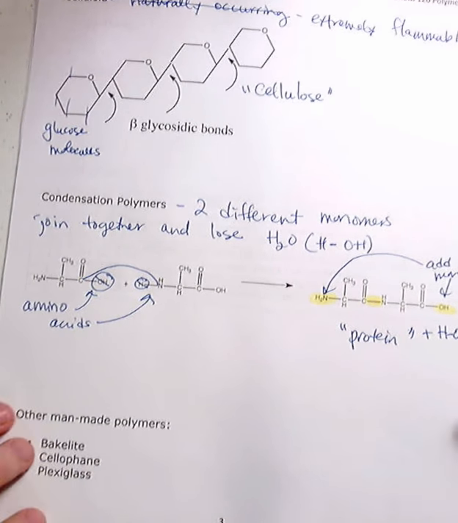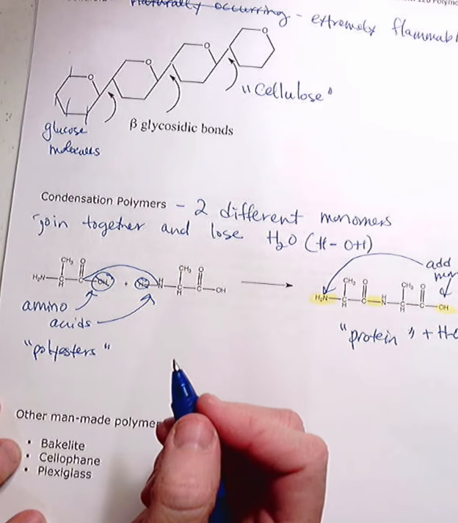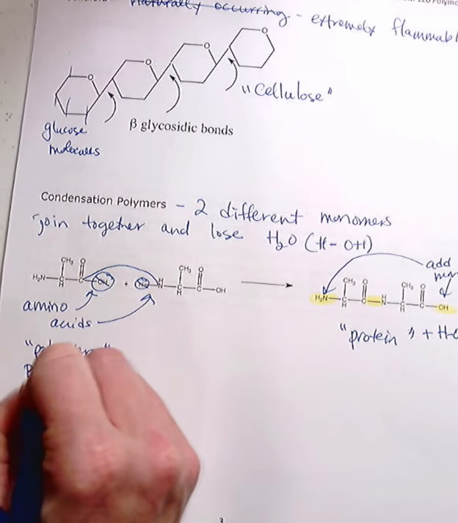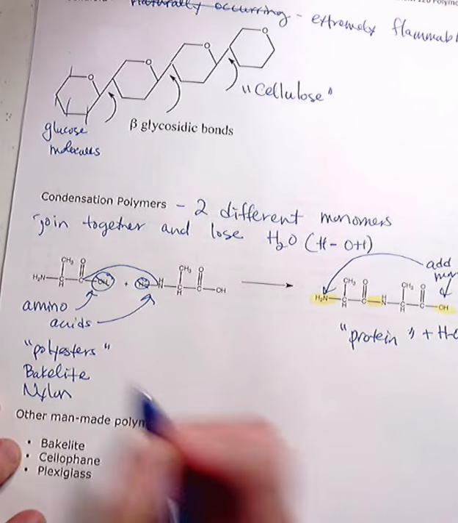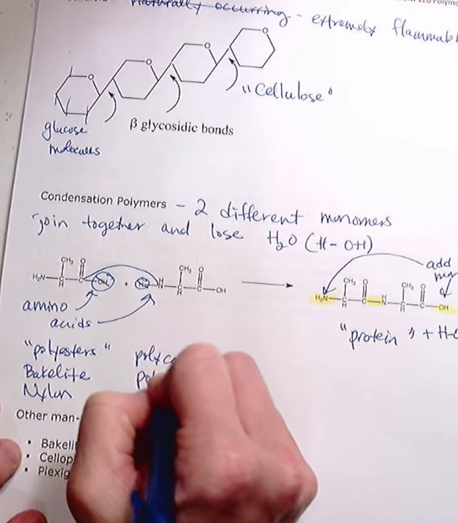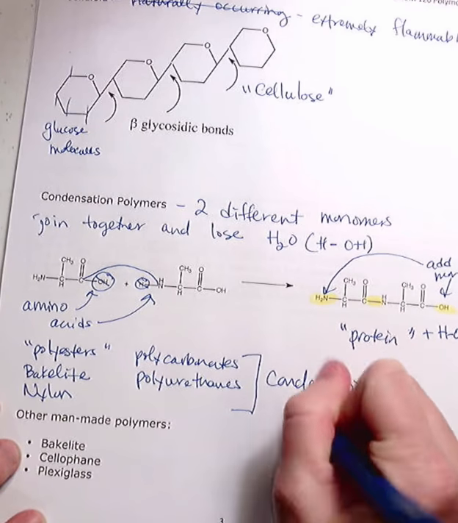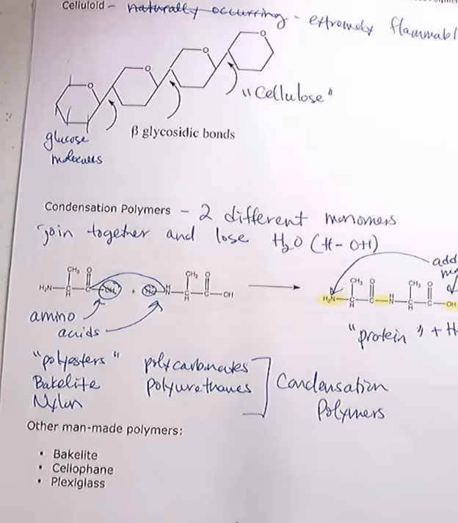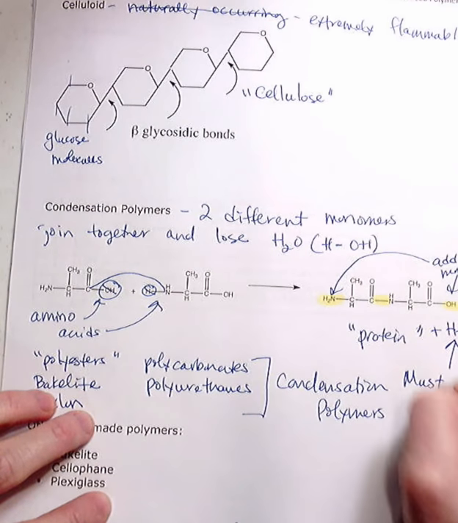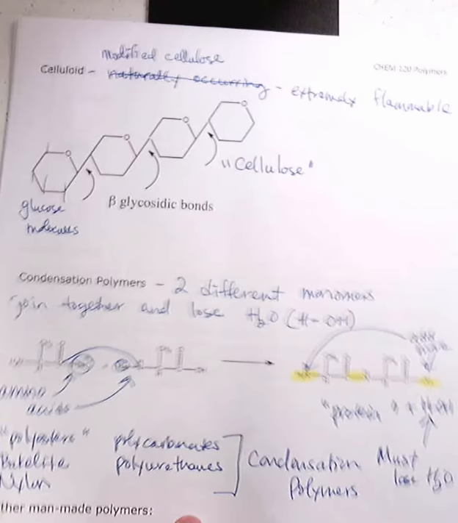Other examples of condensation polymers would be polyesters, phenol resins, so Bakelite, nylon, polycarbonates, and polyurethanes. These are all condensation polymers. So far, addition polymers must have a double bond. Condensation polymers must lose water. All right. And that brings us to page four, the last part.